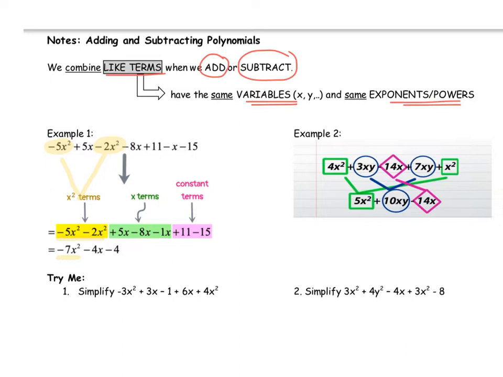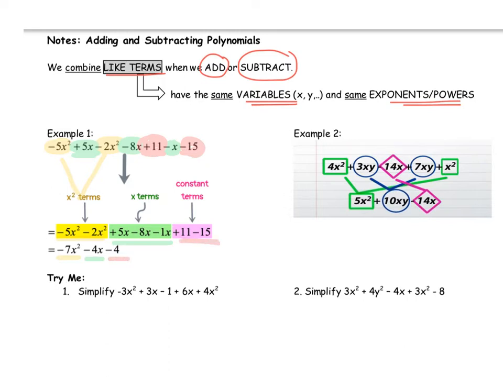The linear terms are 5x, negative 8x, and negative 1x. So when we combine those terms together, we get minus 4x. And finally, we have a minus 15 at the end and a plus 11. When we combine those terms, we get negative 4.